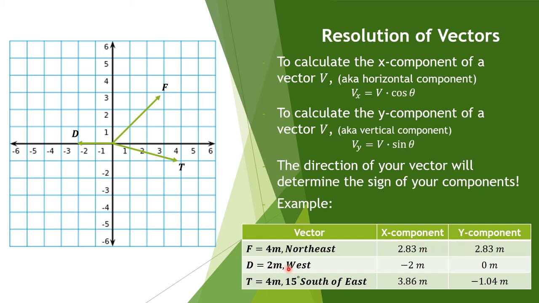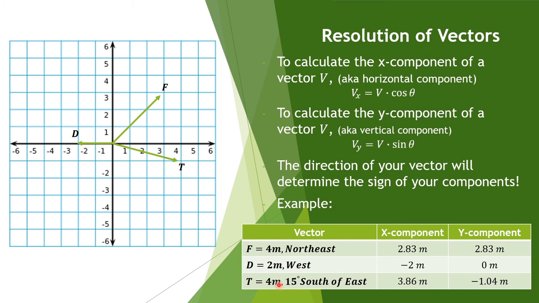And for vector d, 2 meters west, you substitute the 2 meters into this. 2 times cosine 0. Why is it 0? Because look, there's no angle. It's flat on the west direction, so the angle is 0. And why negative 2? Because if you substitute this into the calculator, you're going to get positive 2. So why is it negative 2? Because the direction is towards the negative, so your x would be negative.